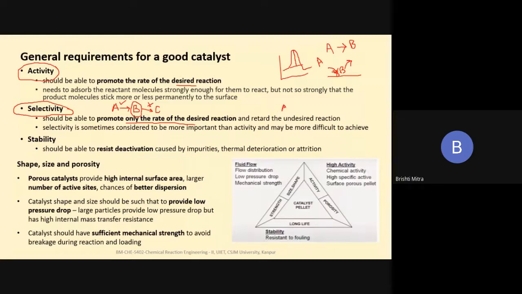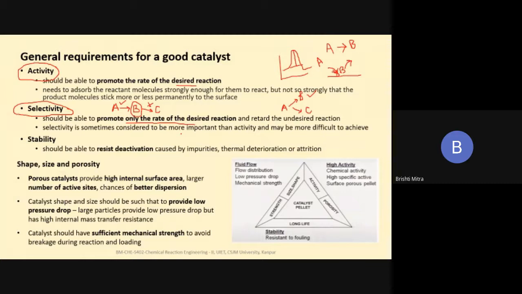Suppose we have a parallel reaction happening, for example, A going to B and then also A going to C, where B is my desired one. Then the reaction A going to B should be promoted or enhanced, whereas the other one should not be enhanced. Selectivity sometimes is considered to be more important than activity and may be more difficult to achieve.